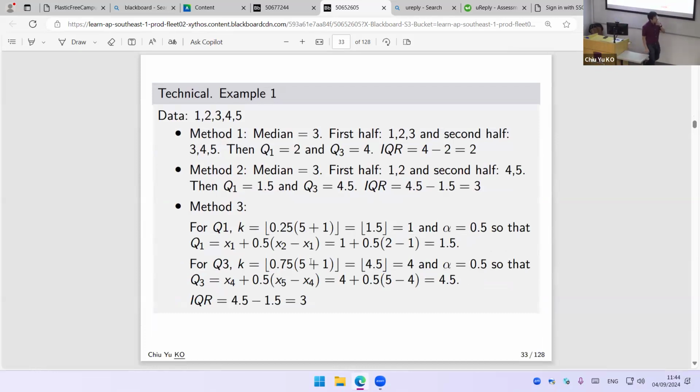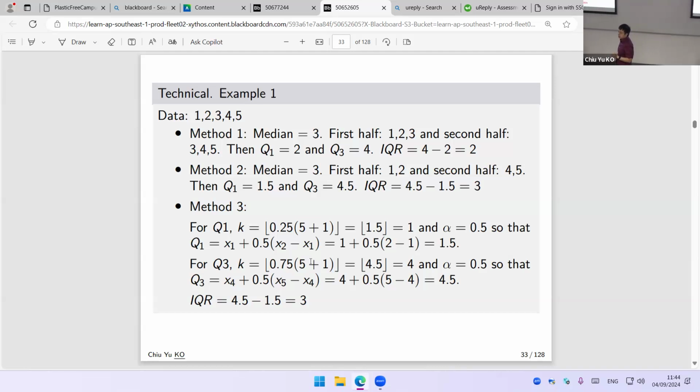In this case, n is 5, so n plus 1 is 6. The median will be half of that, so Q2 is 6/2, which is 3. What about Q1? n plus 1 is 6, and 6/4 is 1.5. 1.5 is the midway between 1 and 2. So you take the first one and go halfway between 1 and 2. That's why you get 1.5.